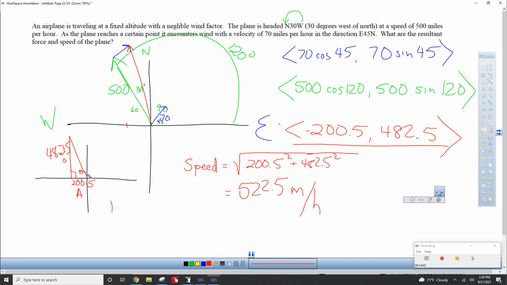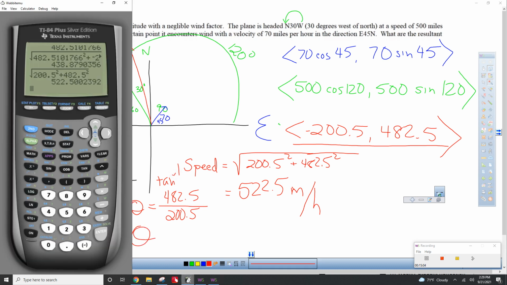Let's just find this angle using the tangent. Now that's not the angle we're looking for, but that's the angle we can find. Tangent of theta is 482.5, opposite, divided by 200.5, adjacent. How do I get rid of tangent? I take the tangent inverse of both sides. And you get theta is tangent inverse of 482.5 divided by 200.5. So this angle right here is 87.5.